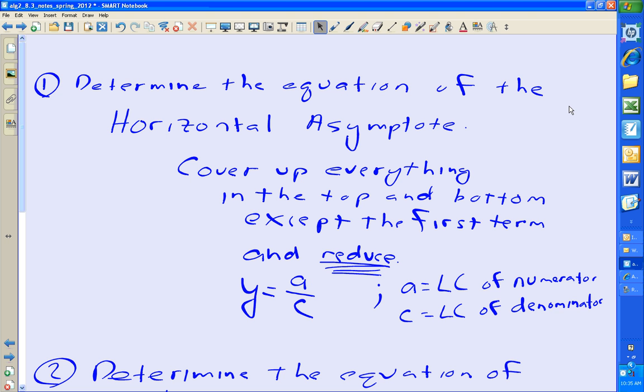I like what Paige said, cover up everything except the first terms and reduce. What they said was you can use the leading coefficient of the numerator, the leading coefficient of the denominator, and your asymptote will be y equals a over c. So right here, you can see a over c, y equals a over c. That works. I caution you on that because it's not going to work all the time. If you just do leading coefficients, there's more to it. It's about the variables today. And so Paige's idea, I think, is a little bit better.